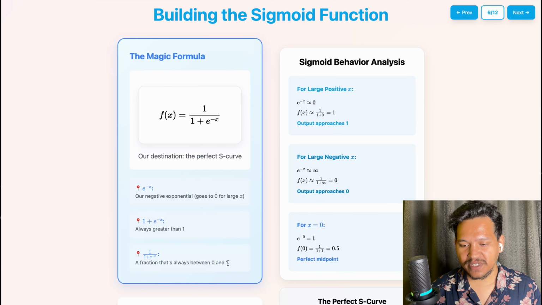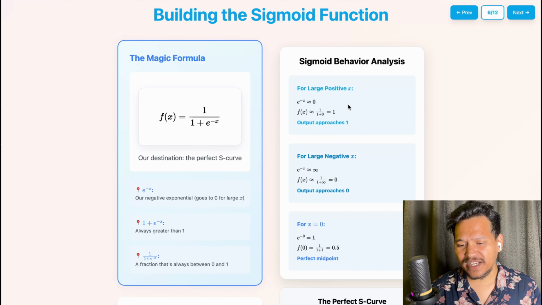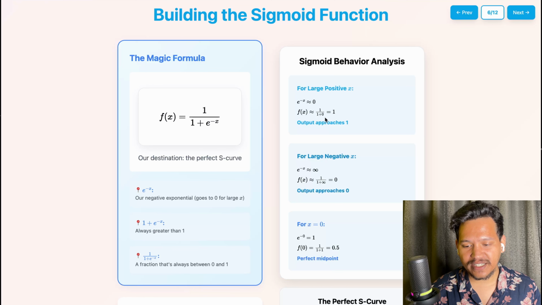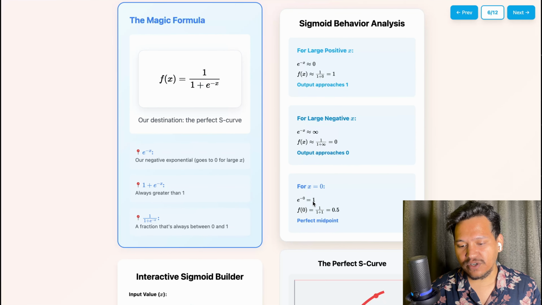So let's see the behavior. Mainly we have three cases. For large positive x, e to the power of minus x will almost be 0. So f of x will almost be 1 by 1 plus 0, that is 1. For large negative x, e to the power of minus x will almost be infinity, so f of x will almost be 1 by 1 plus infinity, that is 0. And for the third case, for x equals 0, e to the power of minus 0 equals 1, so f of x equals 1 by 1 plus 1, that will be half, that is 0.5.